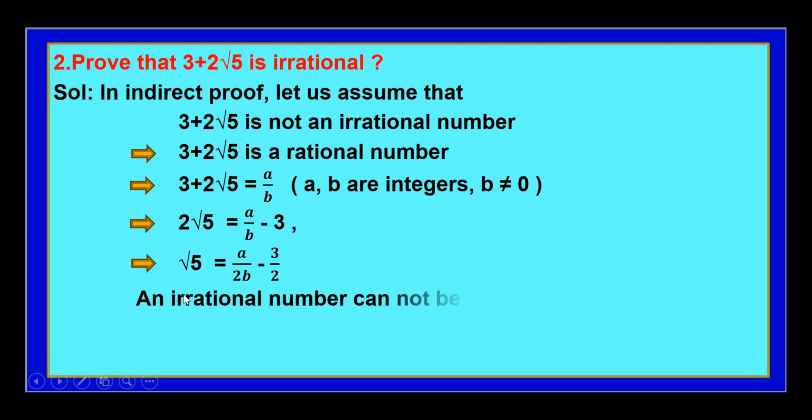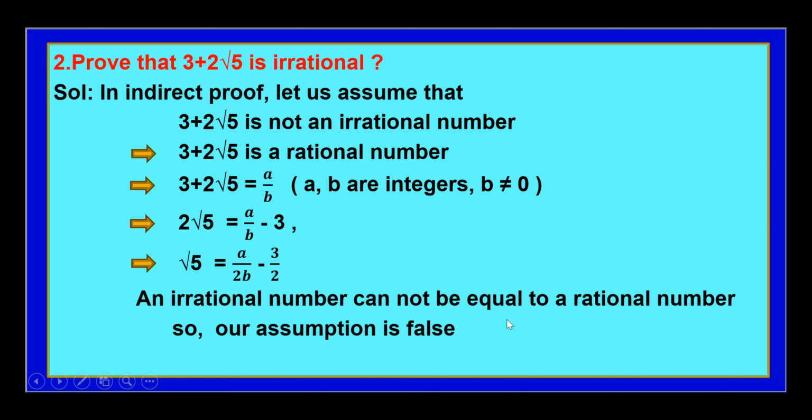Therefore, our assumption is false. An irrational number cannot be equal to a rational number. So, our assumption is false. What is our assumption? Our assumption is 3 plus 2 root 5 is not an irrational number, is false. Therefore, 3 plus 2 root 5 is an irrational number.